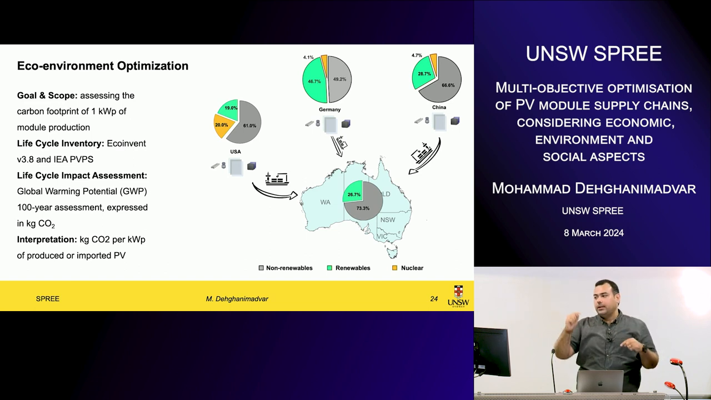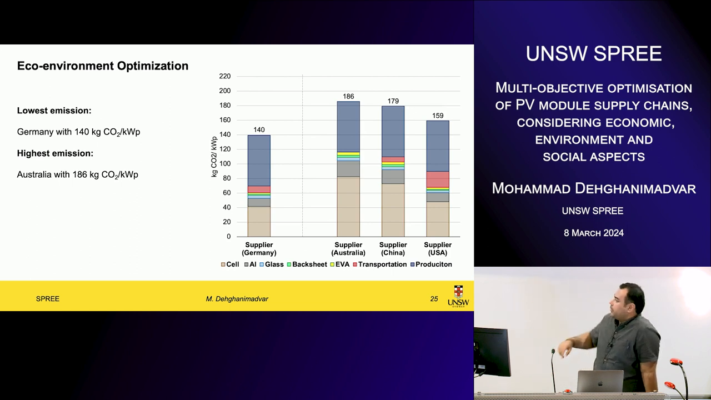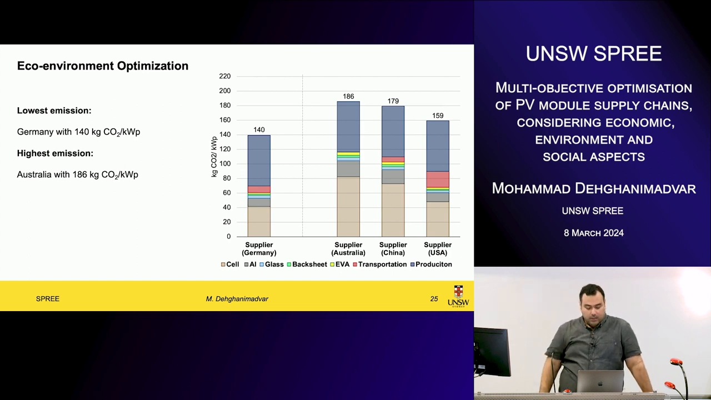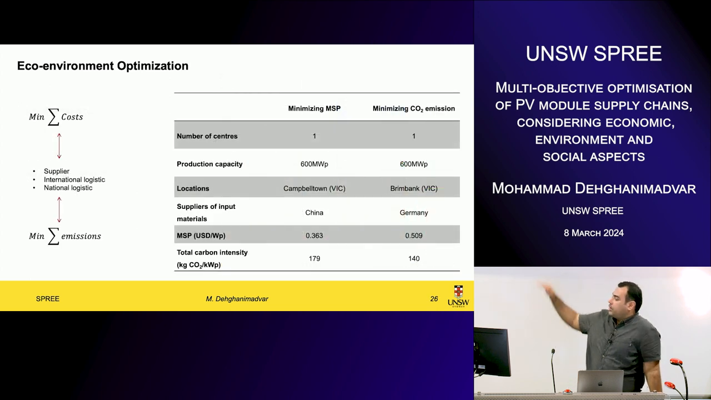There is a trade-off between importing everything from China and making it into modules, importing modules from China, or importing modules from Germany. As you can see, this is the carbon intensity of each material and the transportation to import that material to Australia. The greener option is obviously Germany, with a total carbon intensity of 140 kilograms CO2 per kilowatt. The worst case scenario is supplying material from Australia, because we are not greener than China, Germany, and the US.